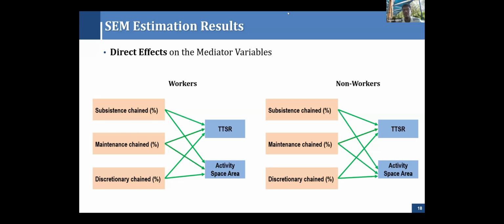Considering the direct effects on the four mediator variables, the results also show positive effects of activity travel chaining propensities on travel time savings ratio and activity space area for both workers and non-workers. And from the direct effects of activity travel chaining propensity on NMT and transit, we find positive effects of subsistence and discretionary activities on NMT usage, whereas all other effects of chaining on NMT and transit usage are negative.